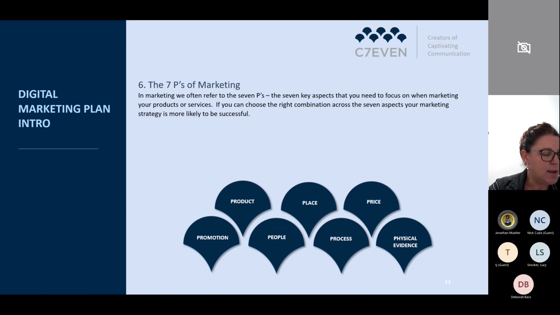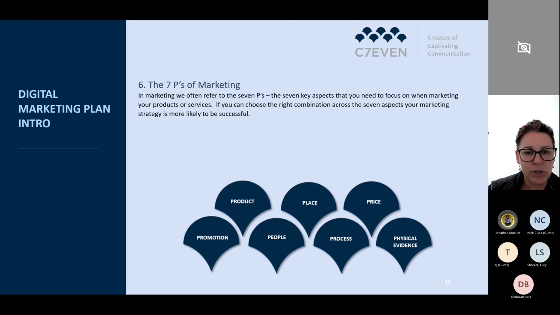So we'll work on another little tool that you can have in your toolbox of developing a marketing plan or a digital marketing plan, and that's the 7 Ps. So that's where we start to really look at your product or service and drill down to how it actually sits in the marketplace. The 7 key aspects that you need to focus on when marketing your products and services are covered in the 7 Ps. So if you choose the right combination across the 7 aspects of your marketing strategy, it is more likely to be successful.